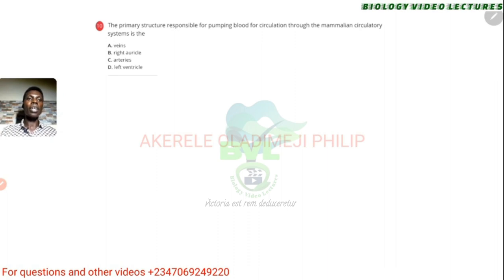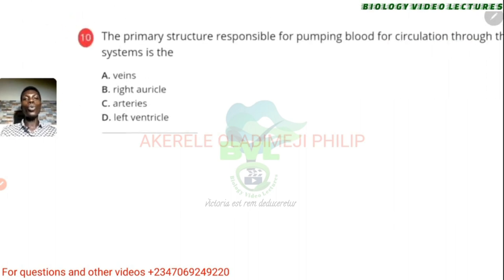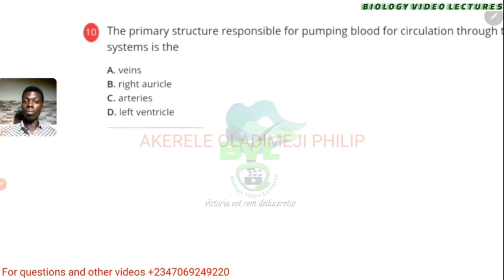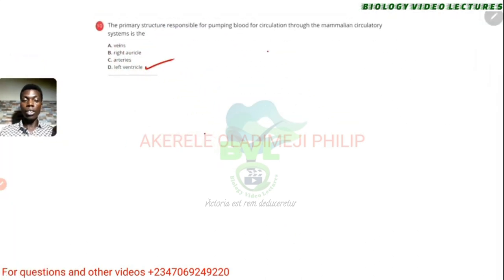Now, the primary structure responsible for pumping blood for circulation through the mammalian circulatory system is the left ventricle. Now, I know we all know that is the heart. But what part really does the real pumping? It is the left ventricle. Now, the right ventricle also pumps blood, right? But the right ventricle pumps blood for a short distance, really, just from the heart to the lungs.